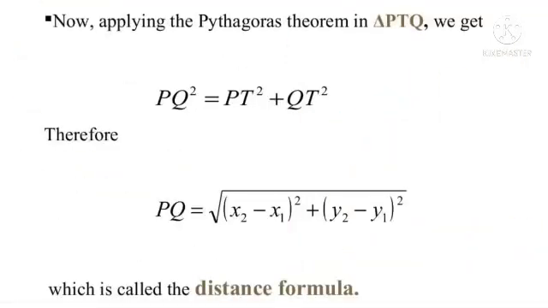Now applying the Pythagoras theorem in triangle PTQ, we get PQ squared is equal to PT squared plus QT squared. Therefore, PQ is equal to the square root of (x2 minus x1) squared plus (y2 minus y1) squared, which is called the distance formula.